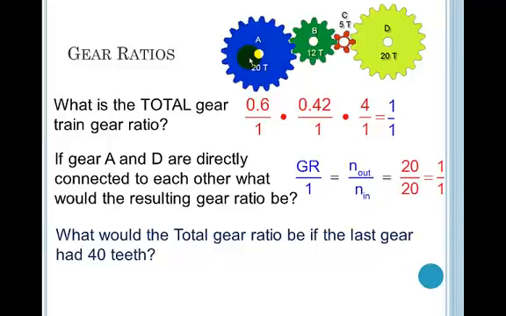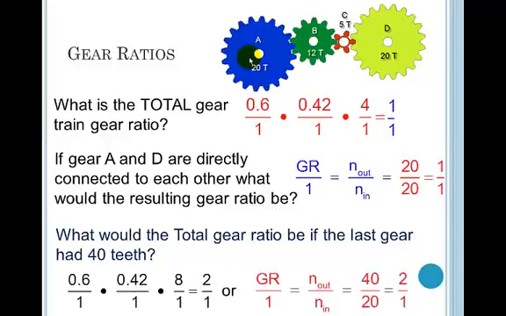So what would the total gear ratio be if the last gear had 40 teeth? The output was 40 divided by the input 20. That works out to be a ratio of 2 to 1. So when they're all on different shafts, you can do it that way. You don't have to go through all the intermediate steps. Please notice that is only when they are all on different shafts.